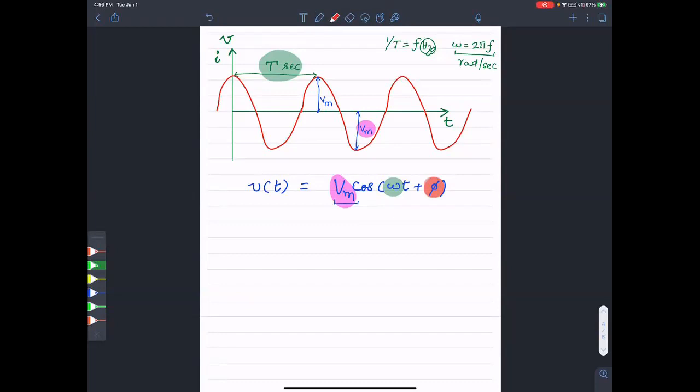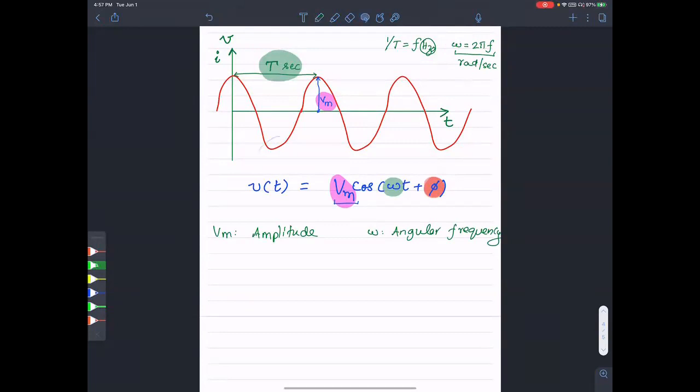Okay. Now, let's see. Think of it this way. Let me clean this up a little bit. Okay, so there is your Vm. Vm is amplitude. And omega is the angular frequency. I pointed out to you the physical phenomenon that they represent, right?